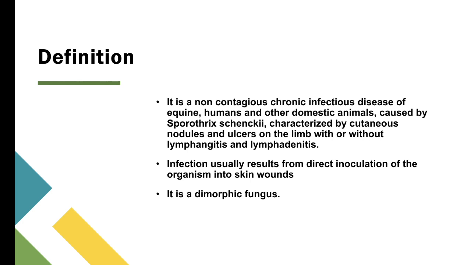About sporotrichosis. Firstly, sporotrichosis is a non-contagious chronic infectious disease of equine, human, and other domestic animals, usually caused by Sporothrix schenckii and characterized by cutaneous nodules and ulcers on the limb. Of course, infection usually results from direct inoculation of the organism into skin wounds, and it is a dimorphic fungus.